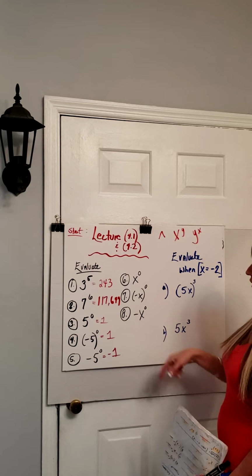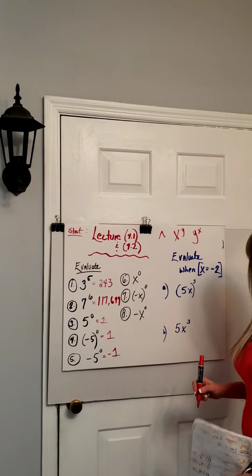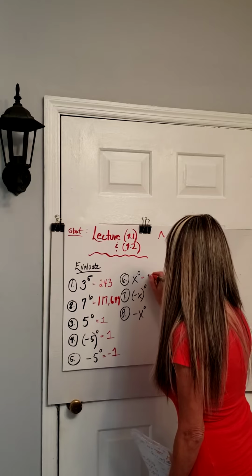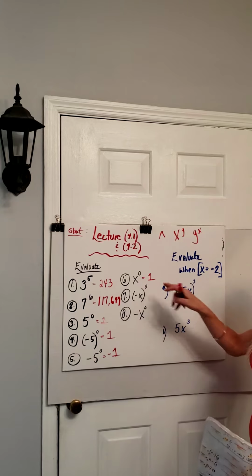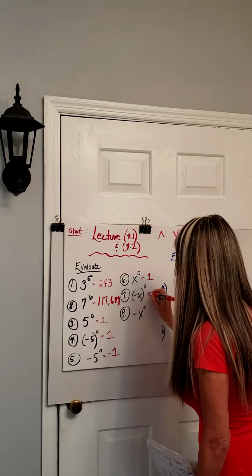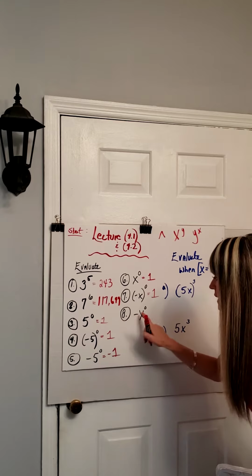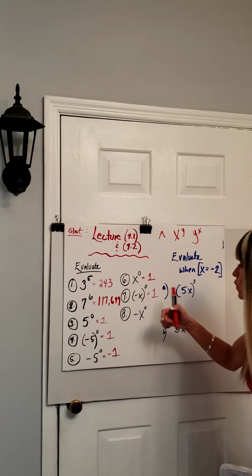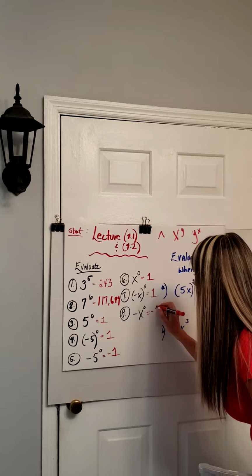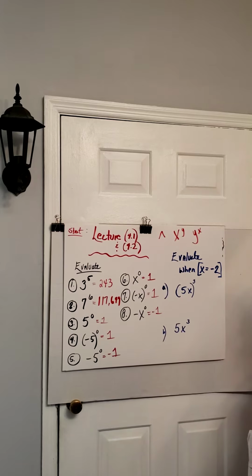What if we did letters like this? x to the 0 power, 1. Negative x to the 0 power, 1. And then again, just like this last one, this negative does not go with it, so we're going to view this as a negative 1. Okay, excellent. Exponents, fun, fun, fun.